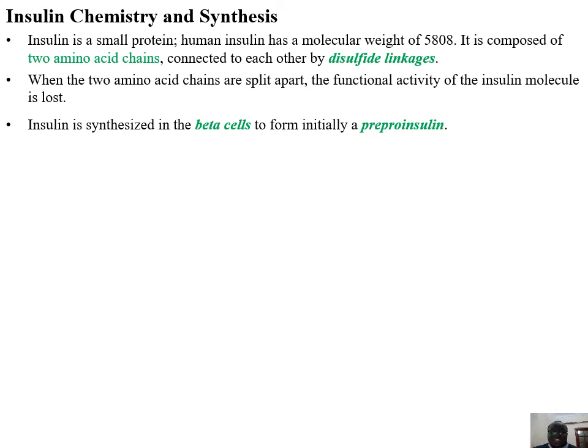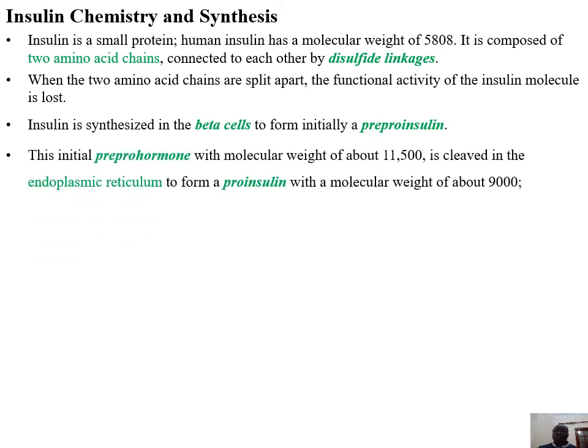Insulin is synthesized in beta cells, initially forming pre-pro-insulin. So there will be formation of pre-pro-insulin within the rough endoplasmic reticulum, and then this is converted into pro-insulin within the rough endoplasmic reticulum. It will be transported to the Golgi apparatus, where the pro-insulin will be converted into the active form of insulin, then stored within vesicles, waiting for the signal for exocytosis. So this is the production of insulin.